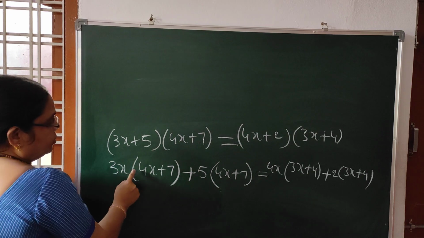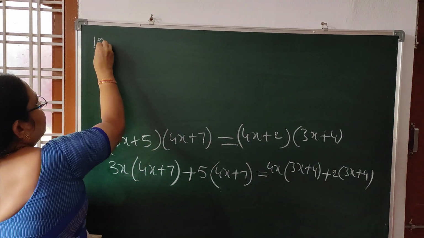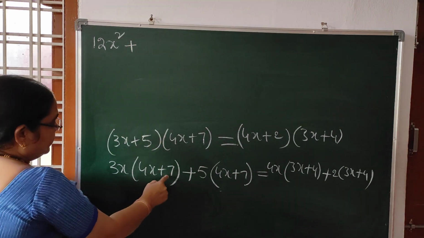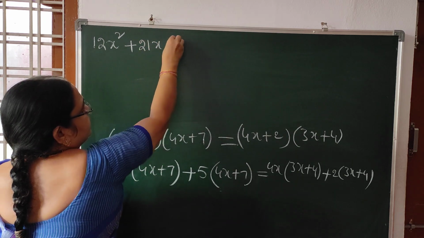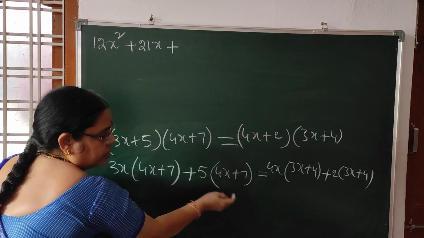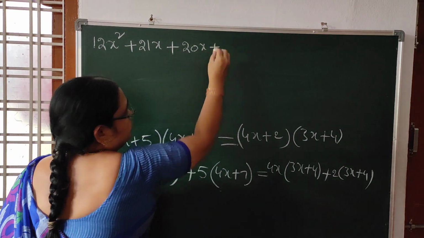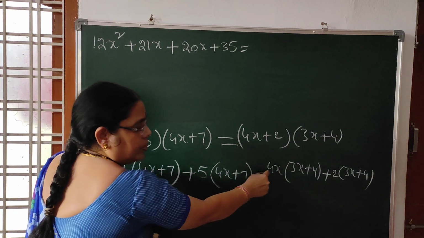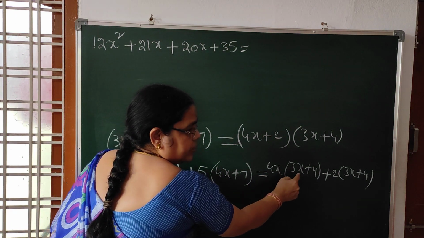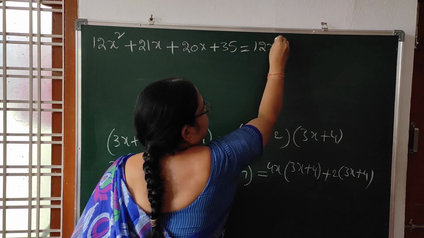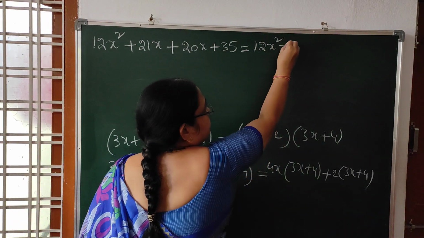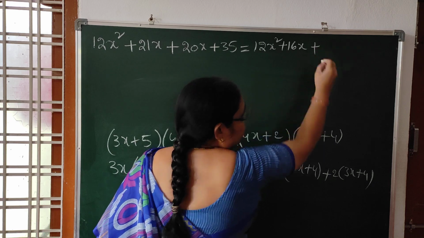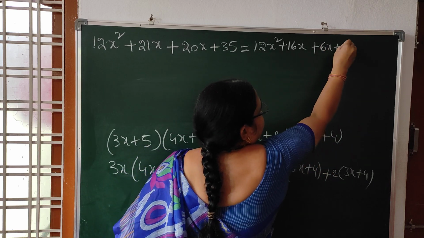So 3x into 4x, 3 4s are 12, x into x becomes x square, 12x square, plus 3x into 7, 7 3s are 21, 21x, plus 5 into 4x, 5 4s are 20x, plus 5 7s are 35, is equal to 4x into 3x, 4 3s are 12, x into x becomes x square, 12x square, plus 4x into 4, 4 4s are 16x, plus 2 into 3x, 2 3s are 6x, plus 2 4s are 8.